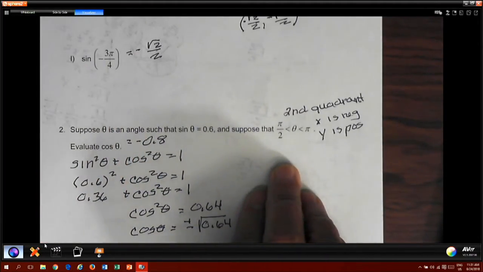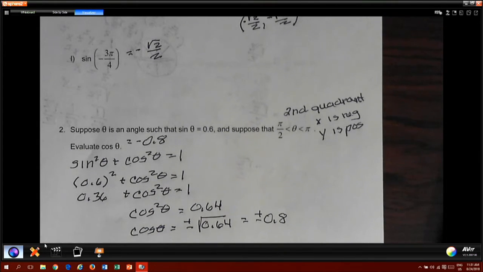Okay, we're next going to look at additional trig functions other than just sine and cosine.